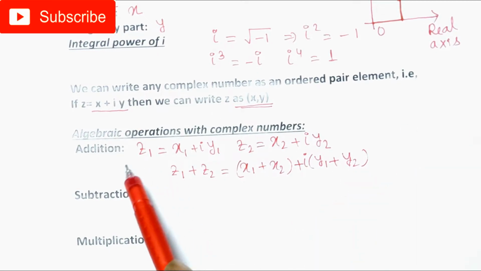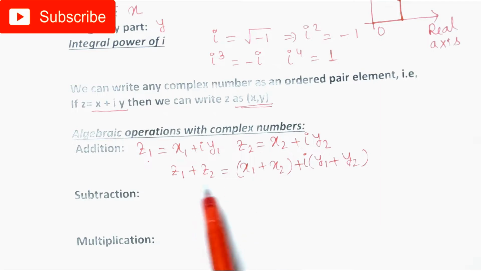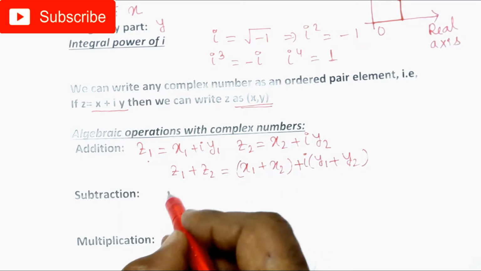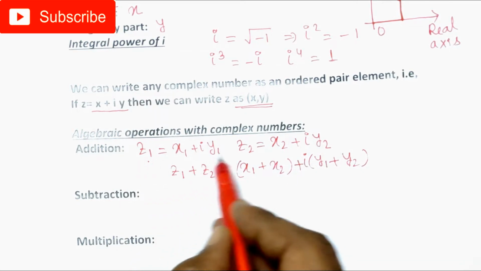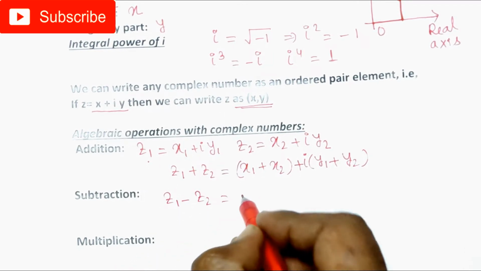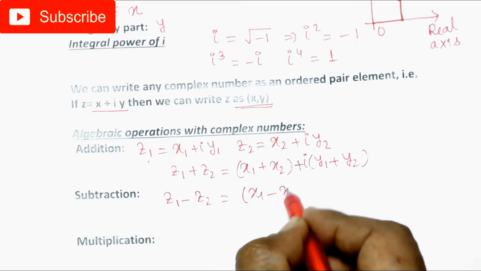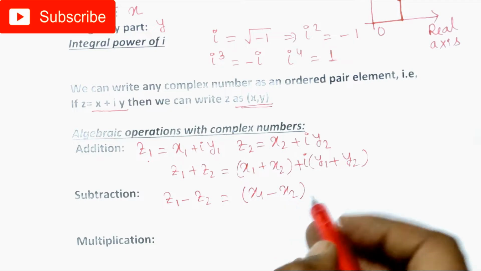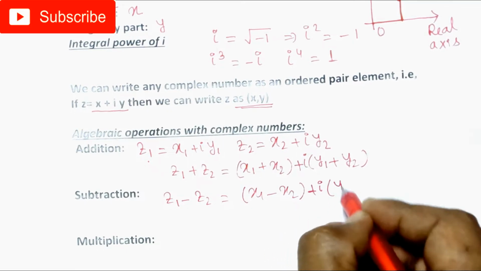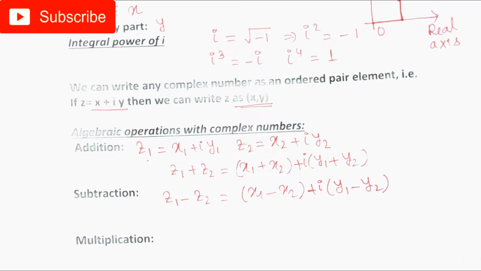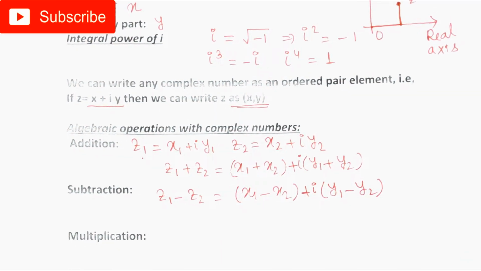That is, for the addition of two complex numbers we have to add their real parts and correspondingly their imaginary parts. Similarly, for subtraction, if we consider these two complex numbers, then z1 minus z2 gives us x1 minus x2, that is, we take the difference between the real parts, plus iota into y1 minus y2. This is the basic concept of addition and subtraction.